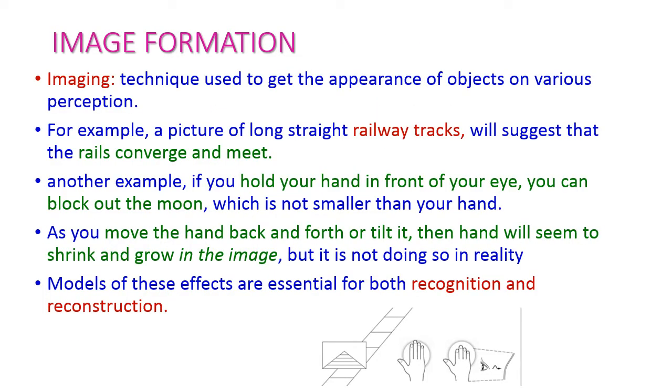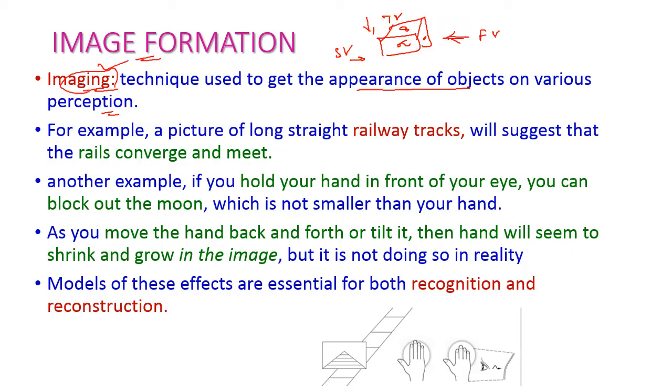Image formation. Here imaging is the technique which is used to get the appearance of an object from various perspectives. Okay, the object is here. The same object looks different in front view, it looks different in top view, and the same object gives a different look in side view. So this is called imaging.